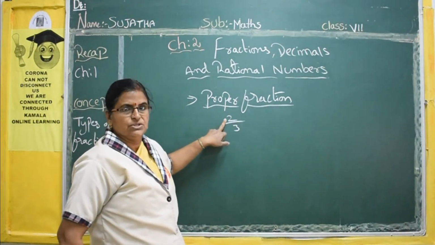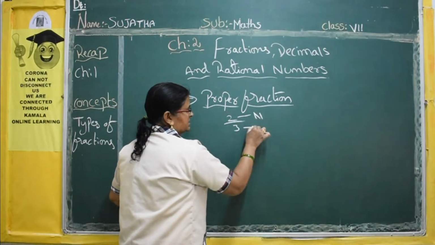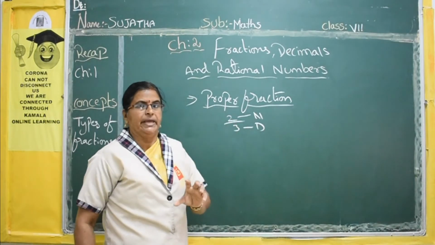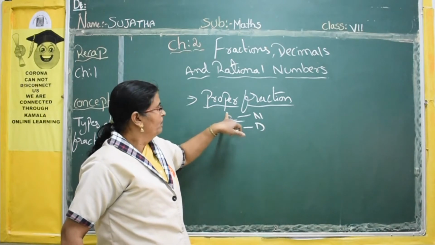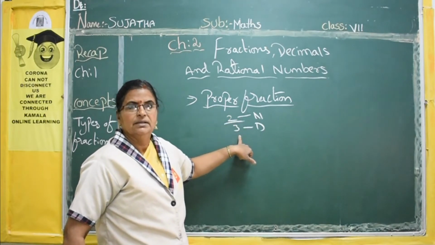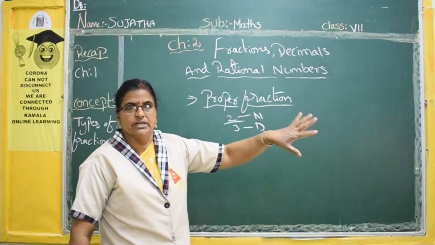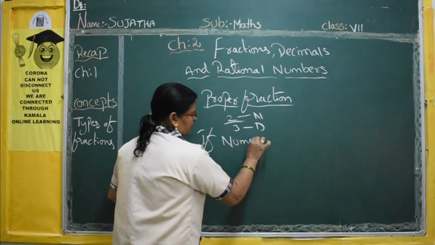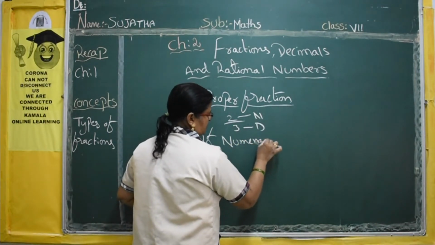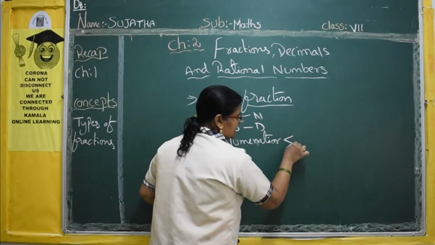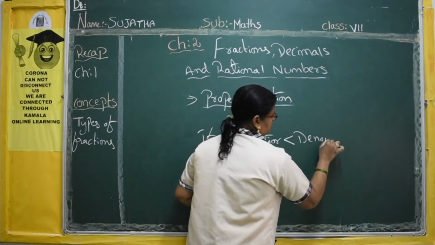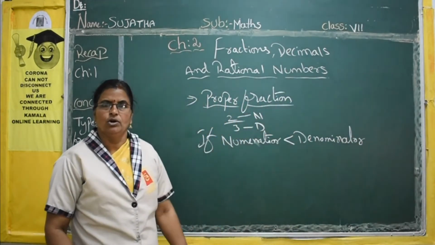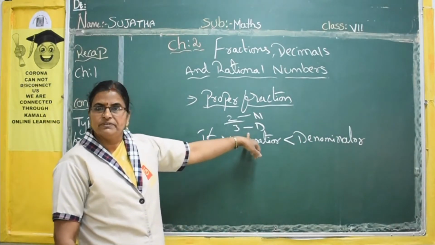How? The numerator is 2, this is the numerator and this is the denominator. Numerator is 2, denominator is 3. Which is big? Denominator is big. So, numerator will be less than the denominator. Then we can call it a proper fraction. If the numerator is less than the denominator, we can call it a proper fraction.